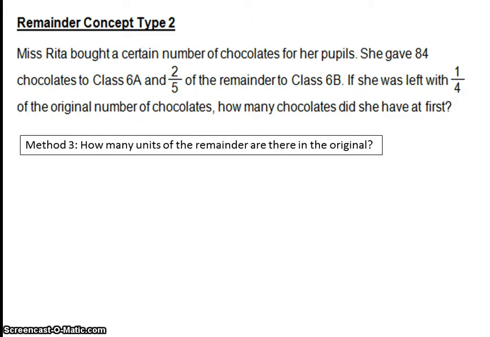Okay, this is remainder concept type 2. I'm going to use method 3. How many units of the remainder are there in the original to solve this question? Okay, let's start off by drawing the model.